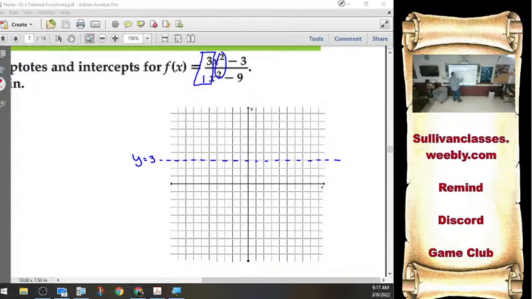I set my denominator equal to 0. X plus 3, x minus 3 equal to 0. I'm going to have x-intercepts at plus or minus 3. Those are vertical asymptotes. Papa Bear's tired. Okay.